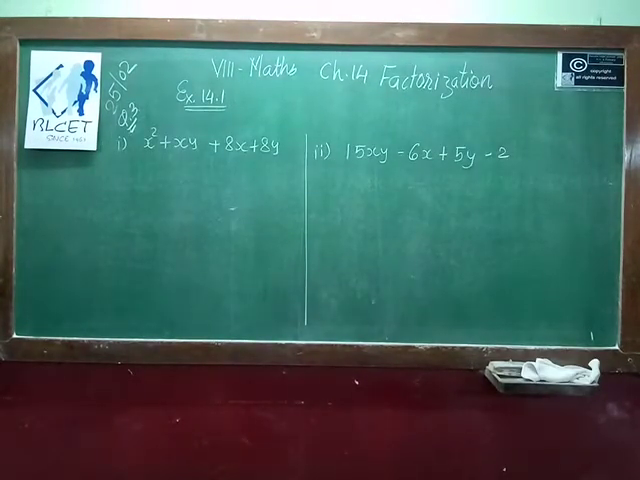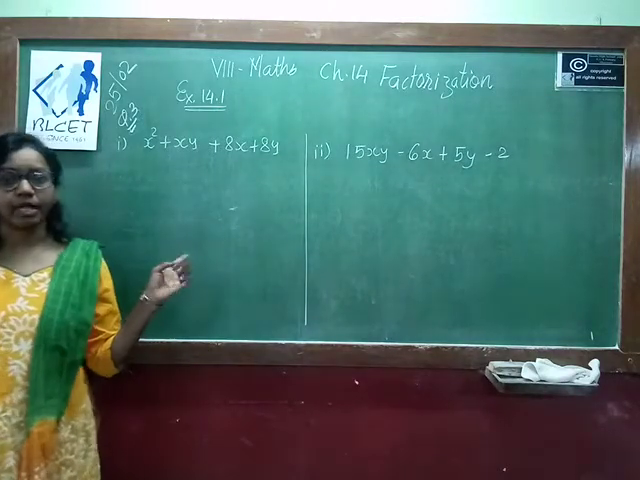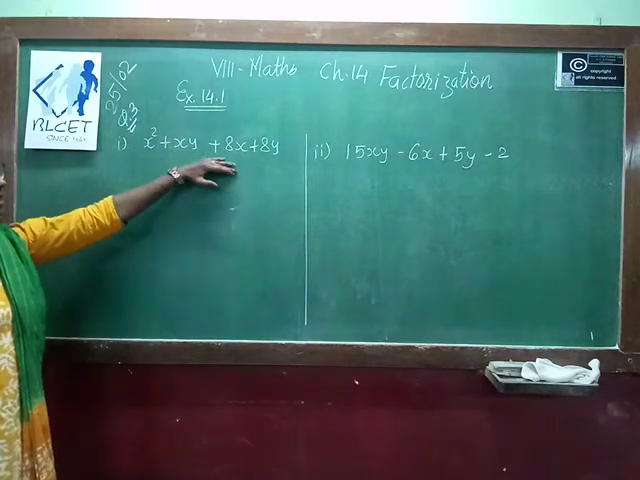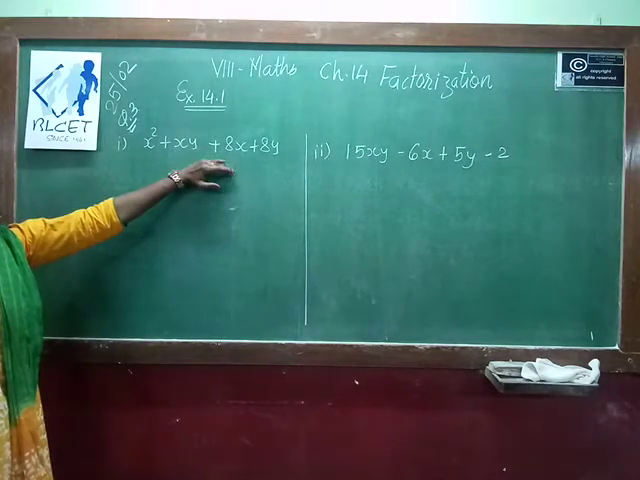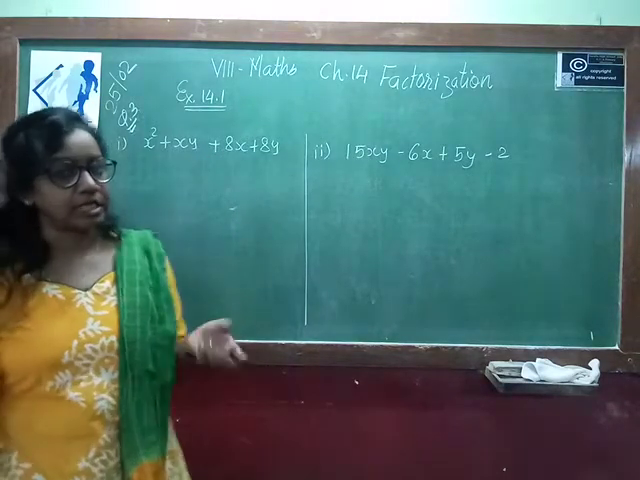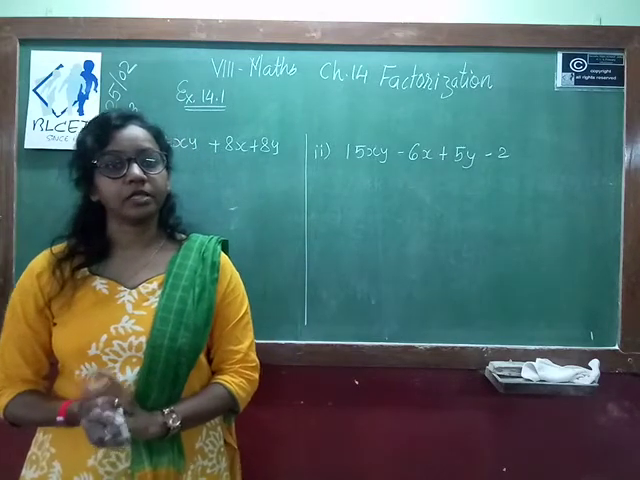Now see the question number 3, factorize the following. Here we are applying the method of regrouping. If the terms are arranged already, then no need to rearrange them. Otherwise we have to club terms in such a way that we can take out the maximum factors as common.